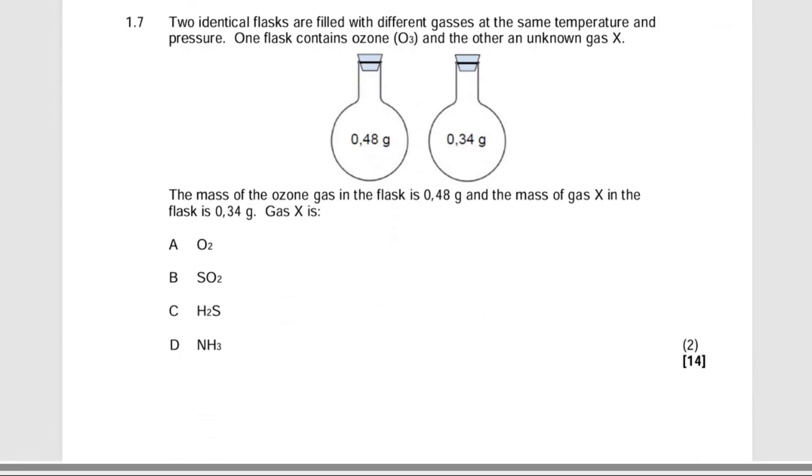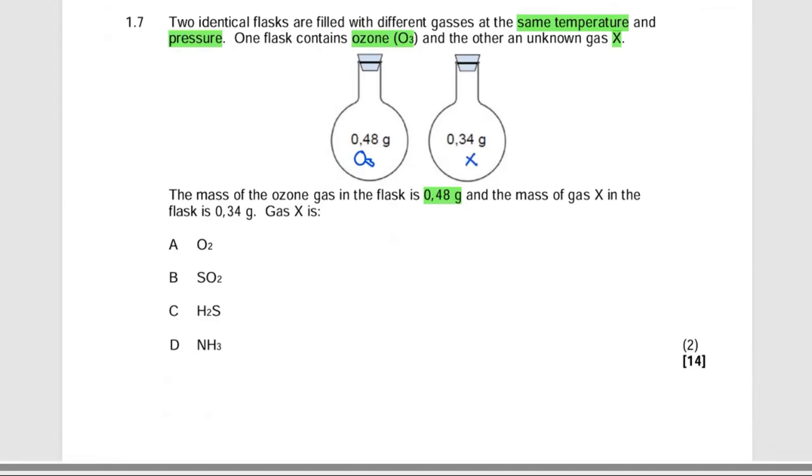So 1.7 says two identical flasks are filled with different gases at the same temperature and pressure. So the temperature is the same as well as the pressure is the same. One flask contains ozone, O3, and the other an unknown gas X. So the other one is unknown gas X. Then after that, the mass of the ozone gas in the flask is 0.48, right? So this is our ozone, and our ozone has the formula O3. Then this one is unknown, which is our X.